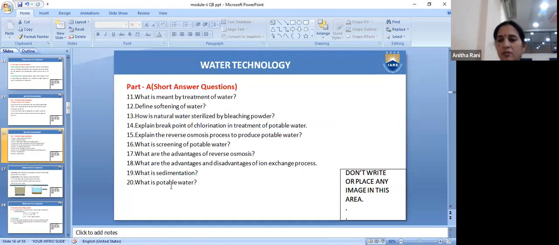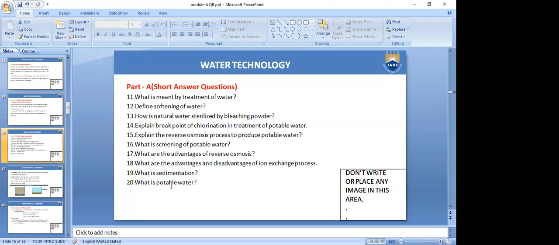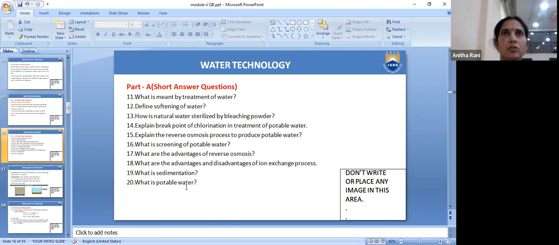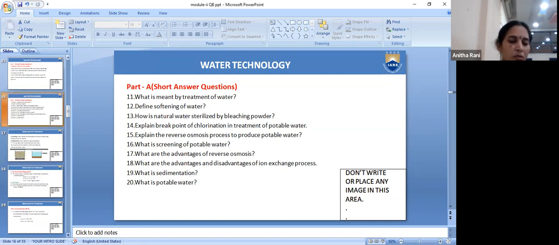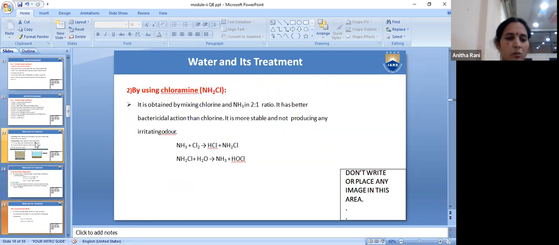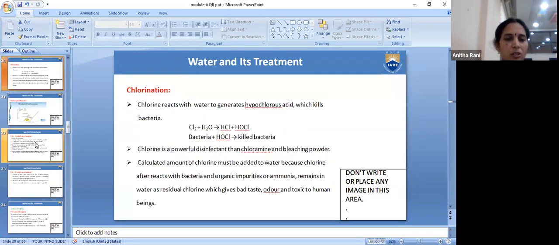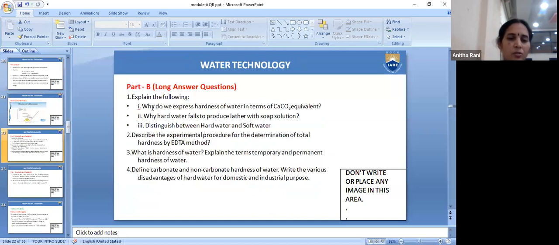What is potable water, students? Water which is safe to drink, safe for human consumption, without any contaminants, is called potable water. So the 20 short answer questions are completed. But concentrate more on part B and part C, so that you can also write the part A answers. Read each question. You should be able to write part B and part C.